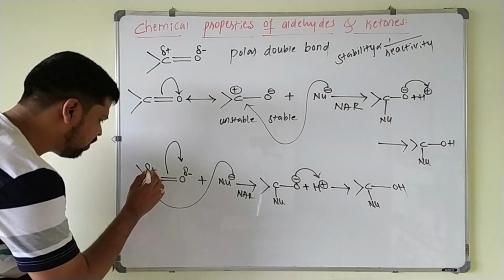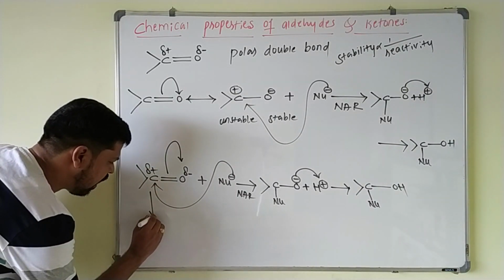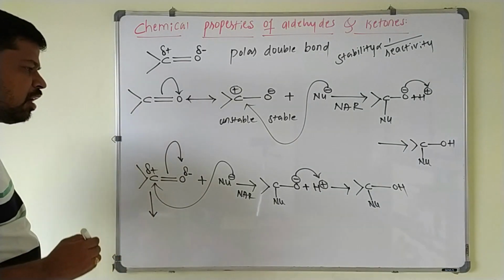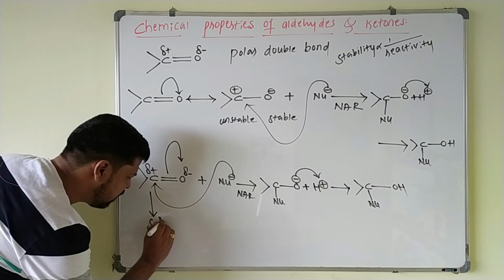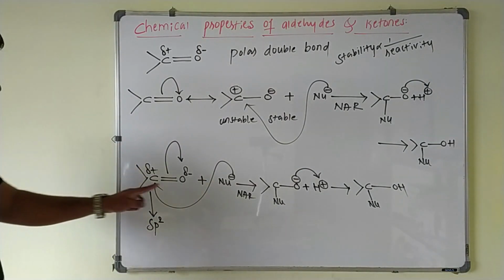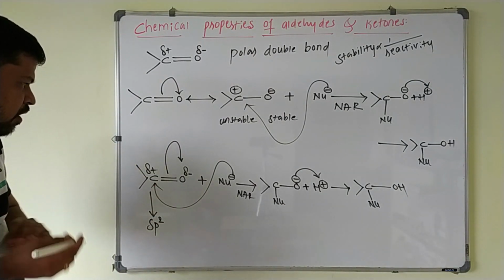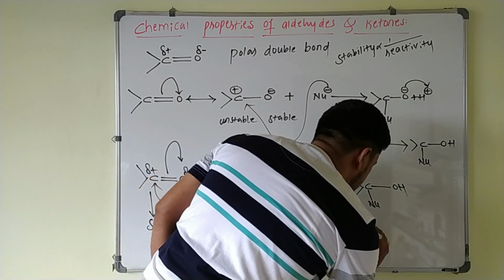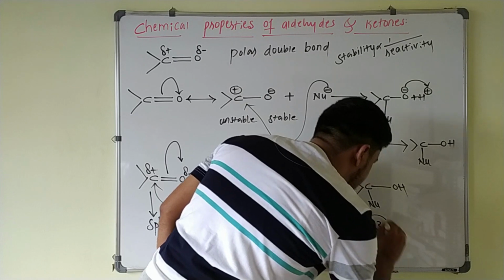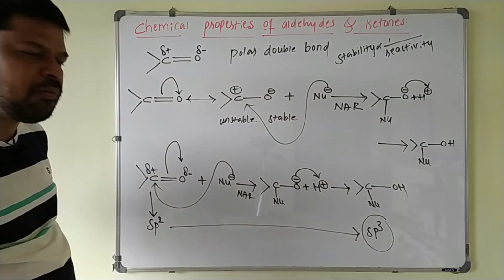Now you see another point. In the carbonyl carbon, before undergoing nucleophilic addition reaction, the hybridization of this carbon is sp2, because it has only 3 sigma bonds, as we have already discussed. When it undergoes nucleophilic addition reaction, the hybridization of this carbon changes to sp3, because it then has 4 sigma bonds.